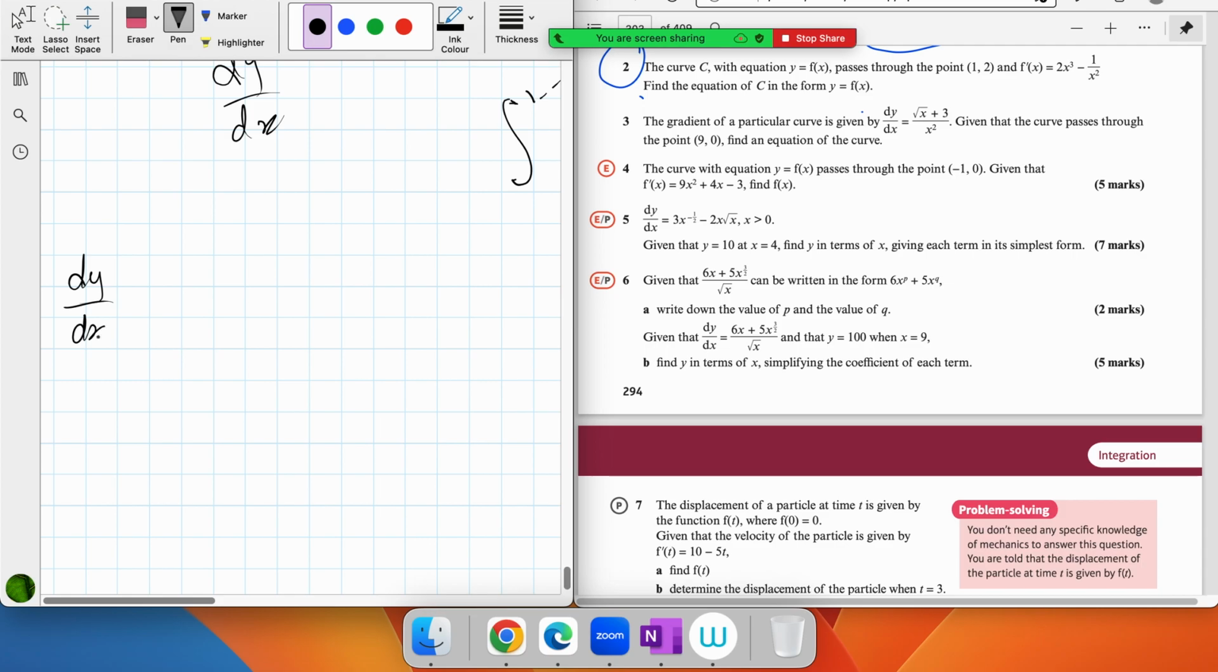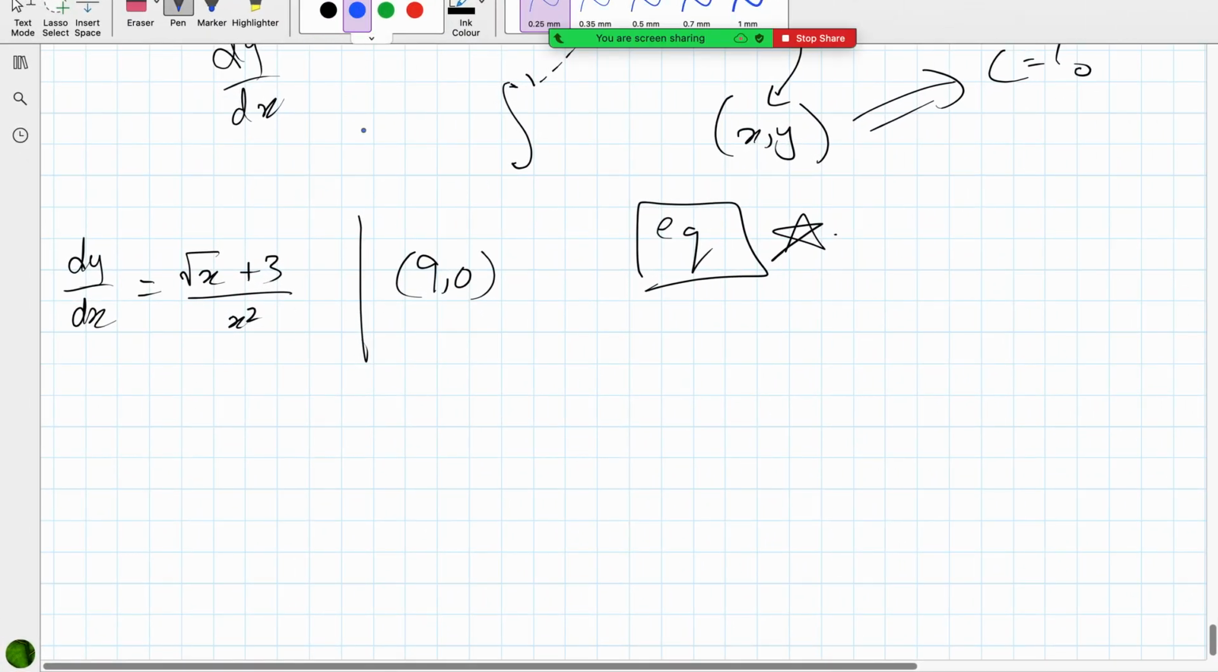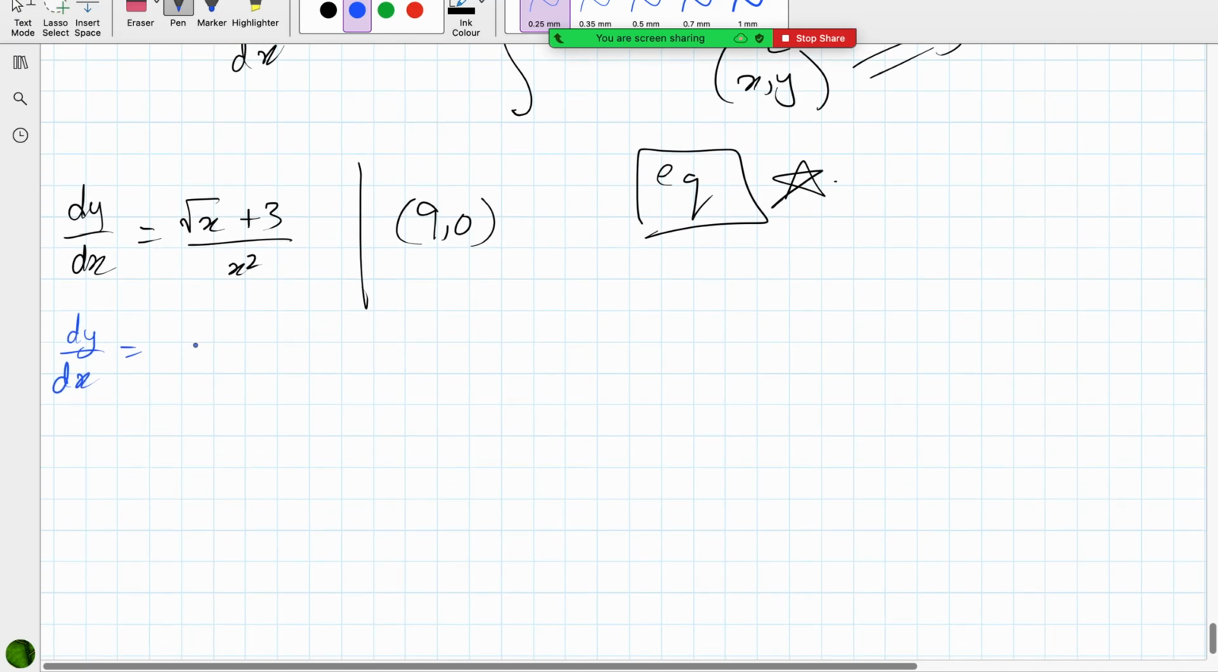dy by dx is given, which is x square root plus 3 over x square, and it says given that the curve passes through the point (9, 0). Differential is already there. First thing, we simplify for ourselves. This entirely depends on your practice, how confident you are, how direct you can do it. So square root x over x square plus 3 over x square.